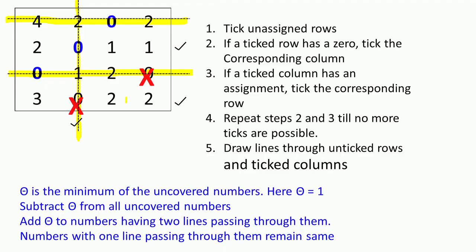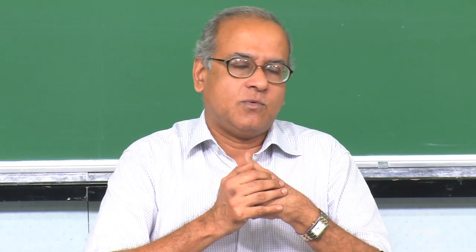Now we look at this. All the zeros are covered either by one line or 2 lines. So every position that does not have any line passing through will now have a strictly positive number. For example, 2, 1, 1, 2, 2, 3. That is because the zeros already have one line or 2 lines passing through them.